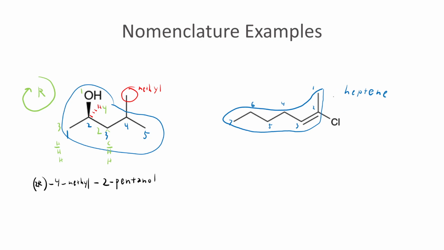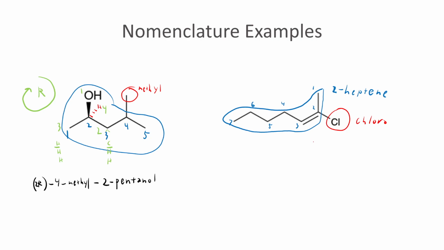And this is going to be, since the double bond starts on the second carbon, 2-heptene. And then this substituent here is a halo substituent, and so we end it with an o, so this is going to be called chloro. It's on the second carbon as well.